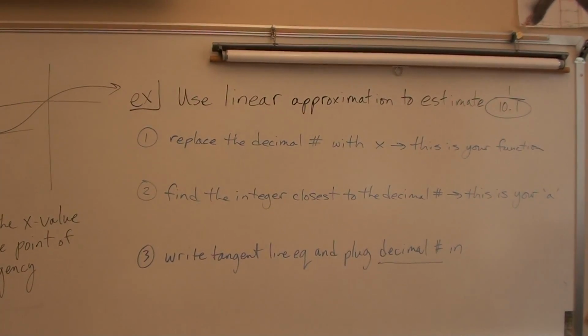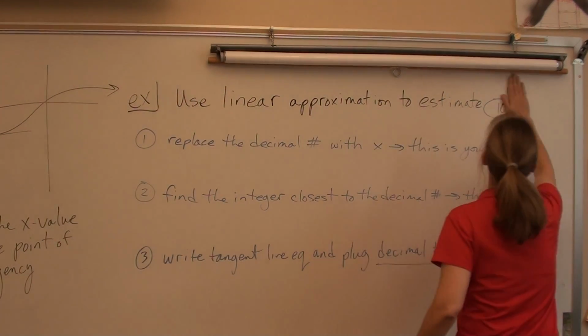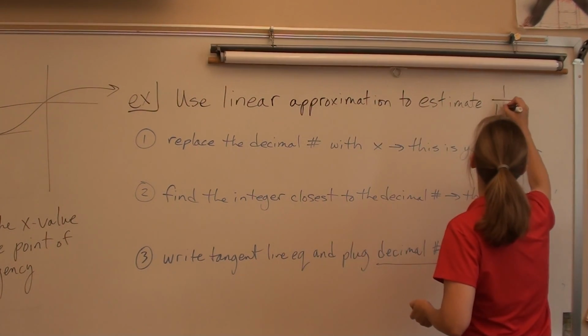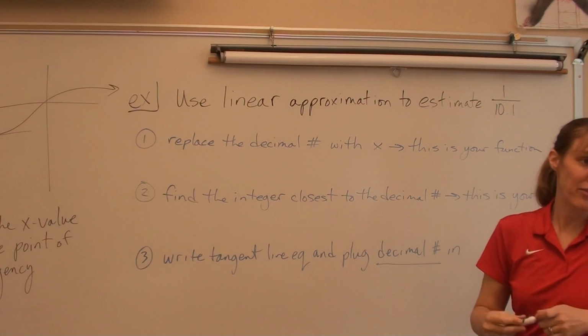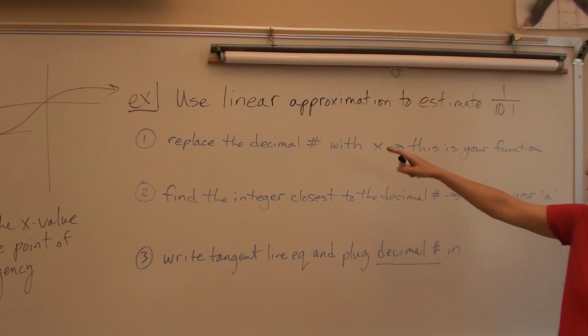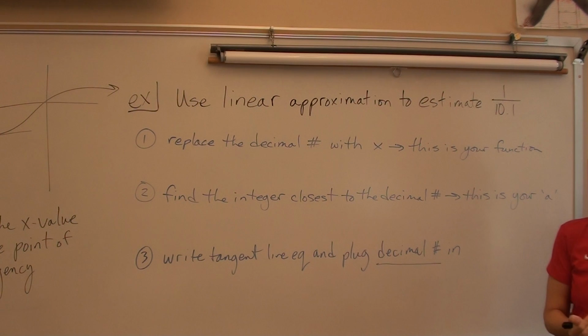Now, once in a while, they'll give you a problem. I'm going to erase this, just rewrite it. They don't even give you f of x, or a, or x, or anything. All they say is, use linear approximation to estimate 1 over 10.1. So from this, you don't know what f of x is, you don't know the x value, you don't know where the tangent point is, you don't know what to plug in, but we can figure it out, and it's real easy to figure out.